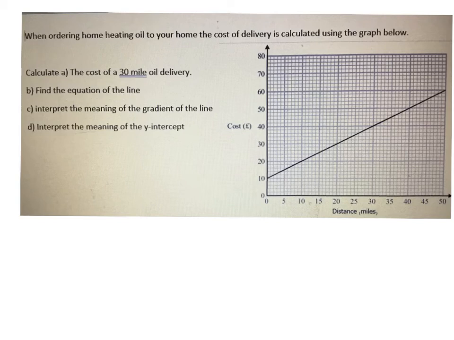And here's a wee extra bonus example just to emphasize the meaning of the gradient and intercept in a context. So when ordering home heating oil to your home, the cost of delivery is calculated using the graph below. Calculate the cost of a 30-mile oil delivery. Well, 30 miles, you go along to 30 miles and you read up and you read across, and that would be £40. Straightforward.